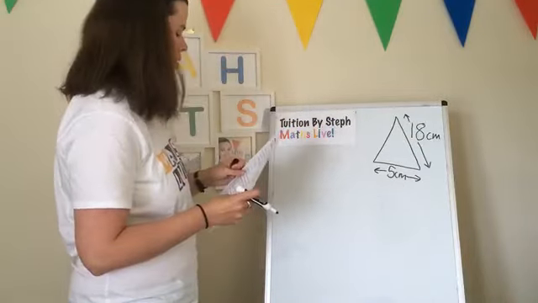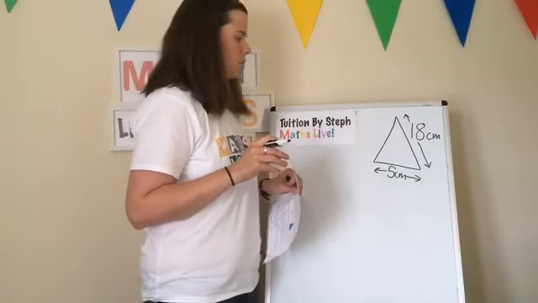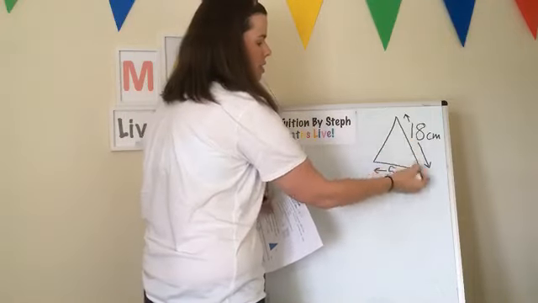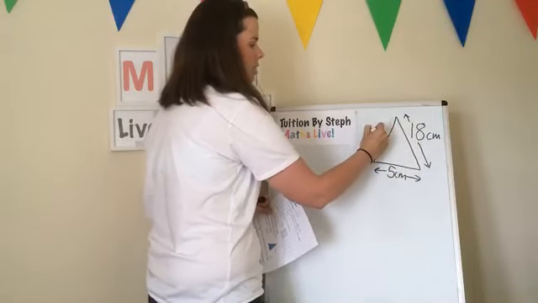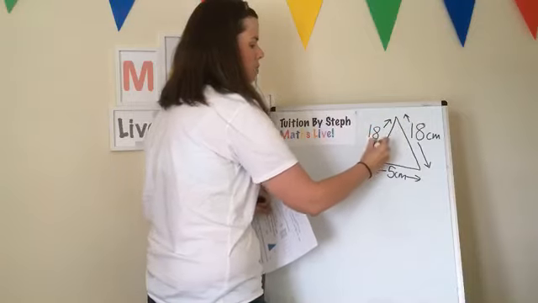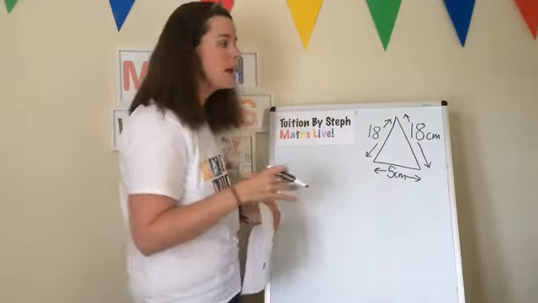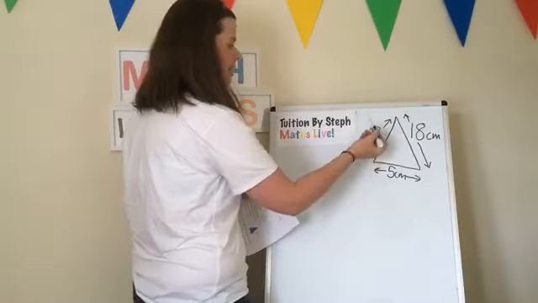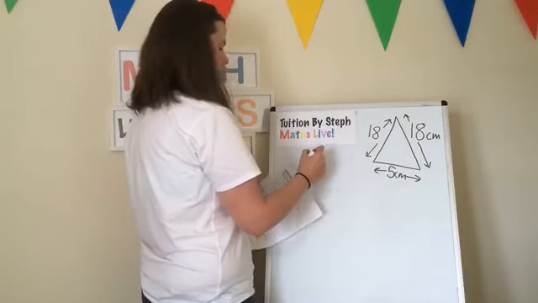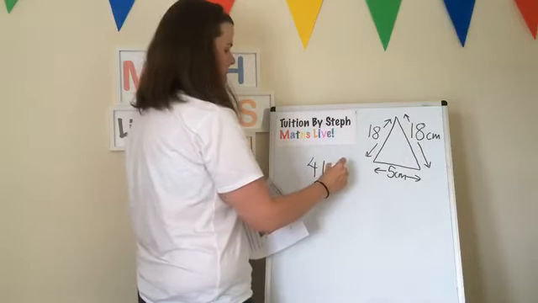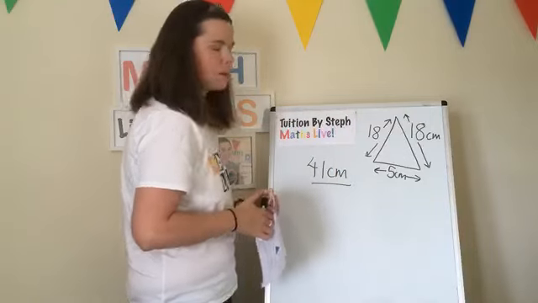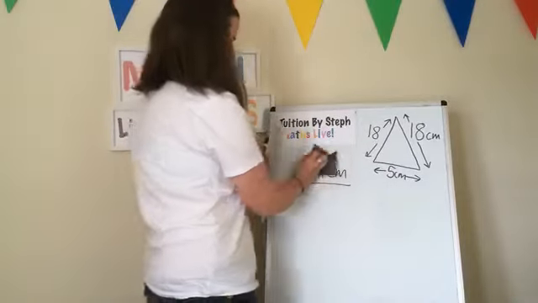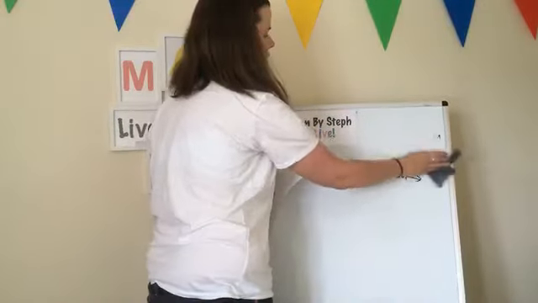What is the perimeter of the shape? So it's an isosceles triangle. That means that the lengths of these sides are equal. So if this is 18, this is also 18. And the perimeter is the distance around the outside of a shape. So then we need to do 18 plus 18 plus 5, which is 41 centimetres. Okay, remember we don't do centimetres squared because that is for area only. Well done if you got that right.